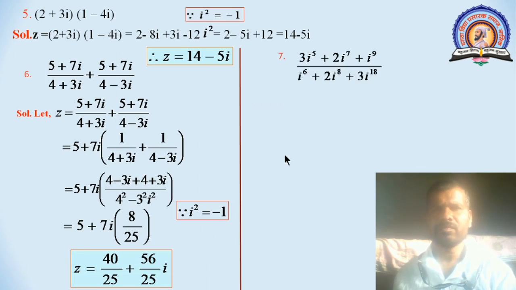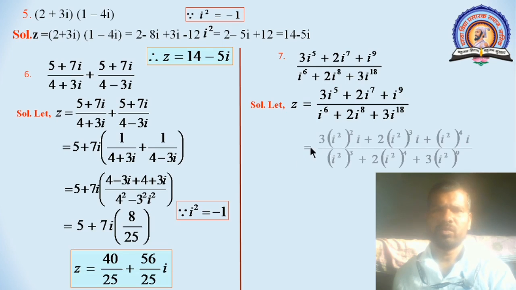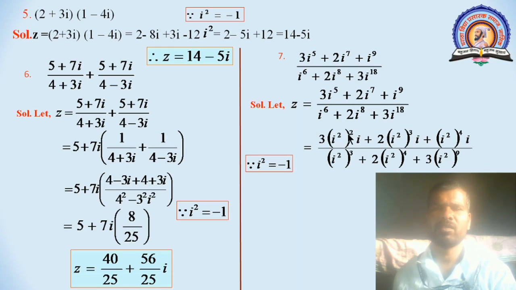Now next is 3 into i raised to 5 plus 2 into i raised to 7 plus i raised to 9, upon i raised to 6 plus 2 i raised to 8 plus 3 i raised to 18. Now consider z is equal to this one. Now all i raised to power we will transform into i square raised to, because we know the value of i square as minus 1. So for simplicity, i raised to 5 can be written as i square raised to 2 into i, because i square square is i raised to 4, into i raised to 1, by using laws of indices, it will be 5.